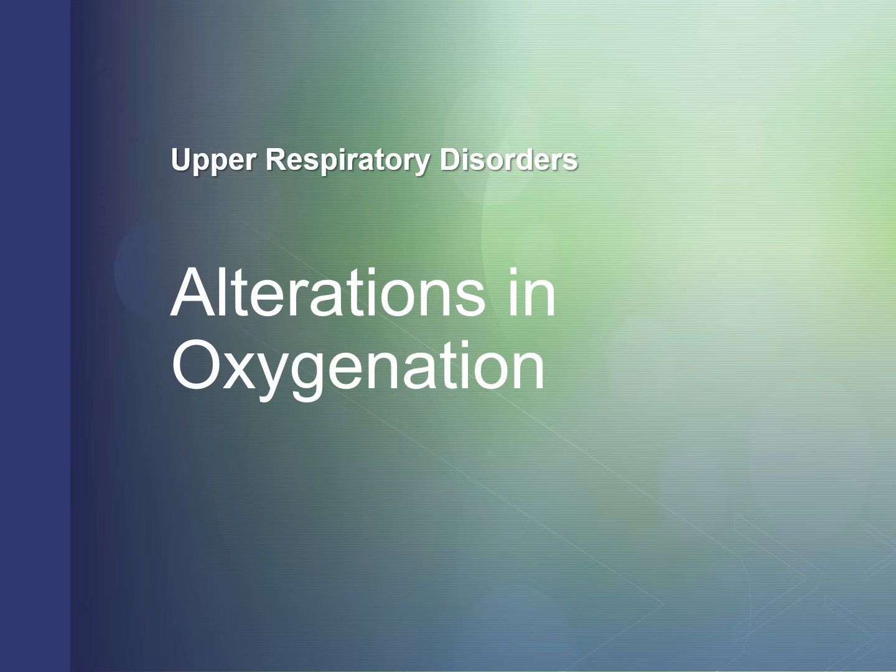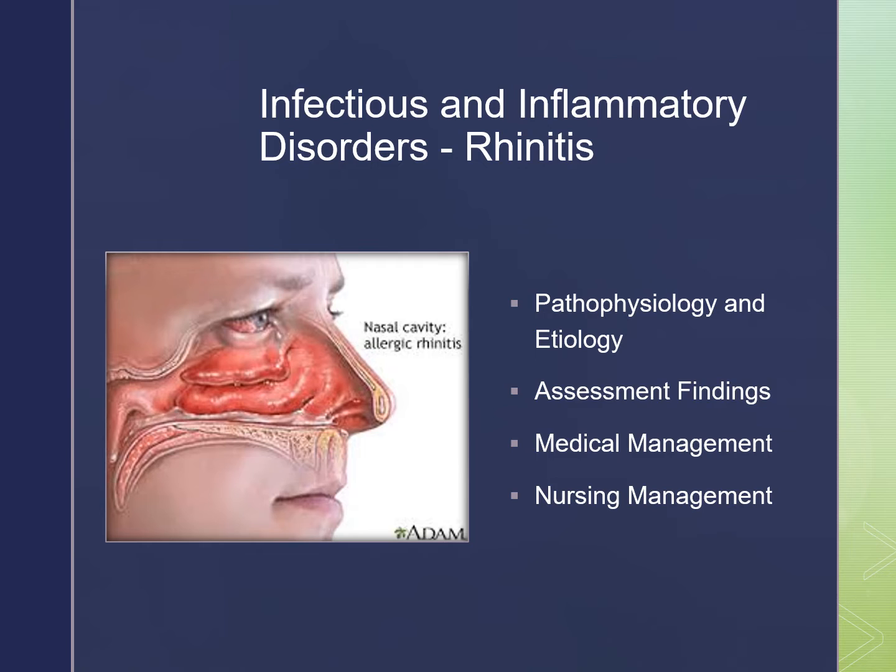Alterations in oxygenation, upper respiratory disorders. The average person is going to develop 3 to 5 upper respiratory infections annually that have the potential to develop into something more serious. Now, rhinitis is not one of your core curriculum issues, but because there is such a high prevalence of rhinitis, I like to include this in your presentation.